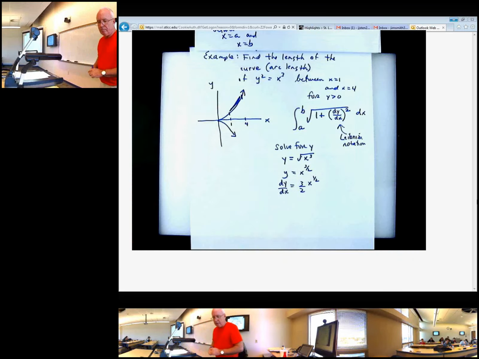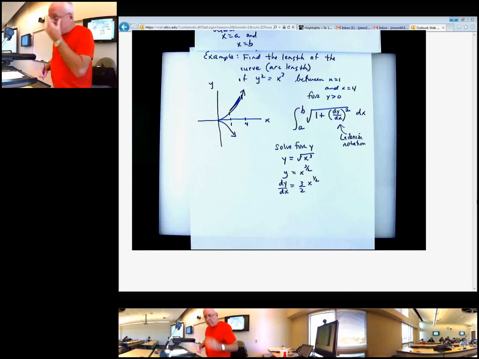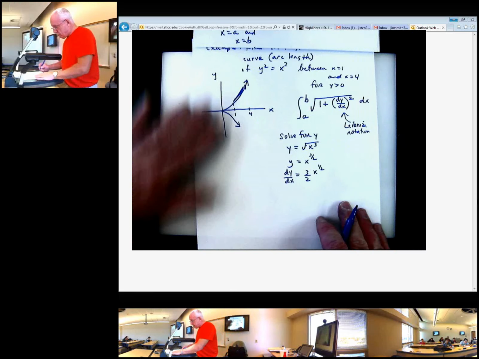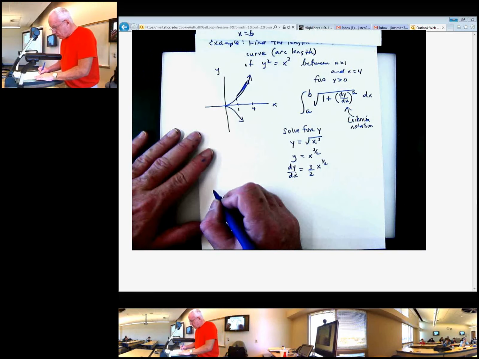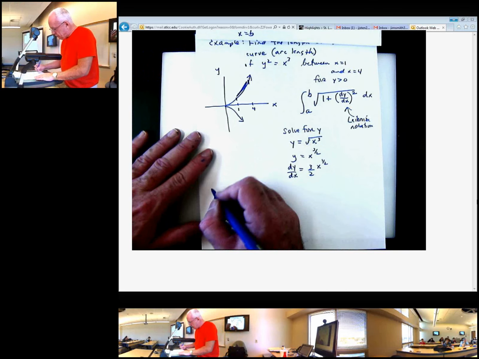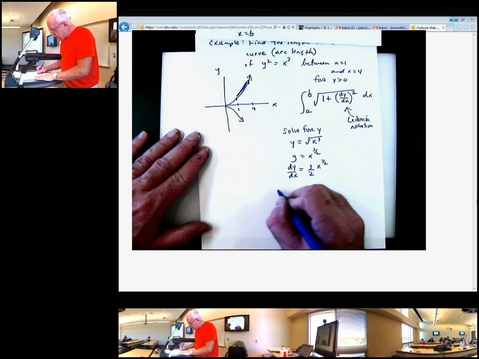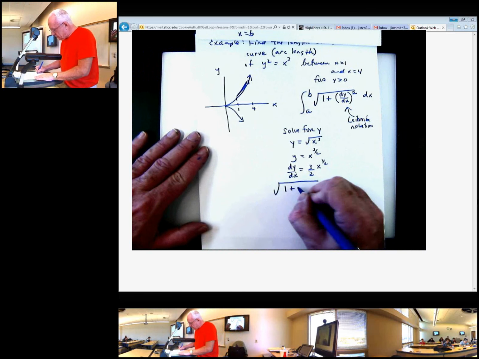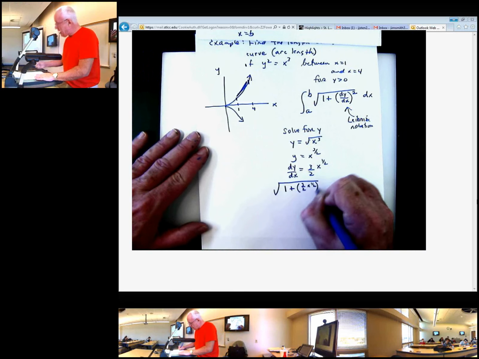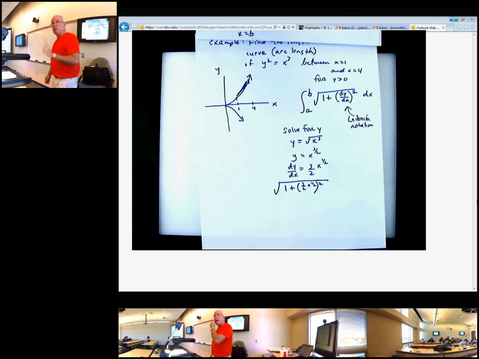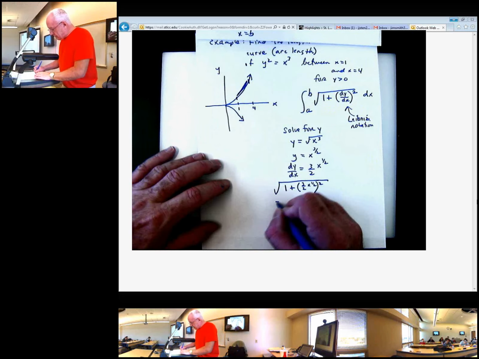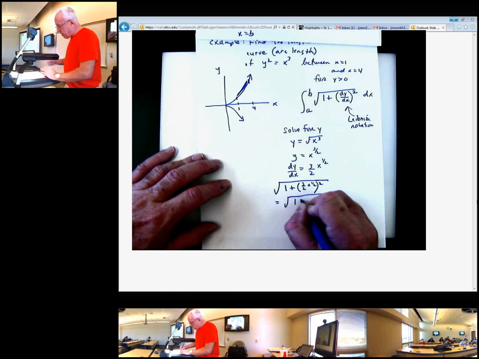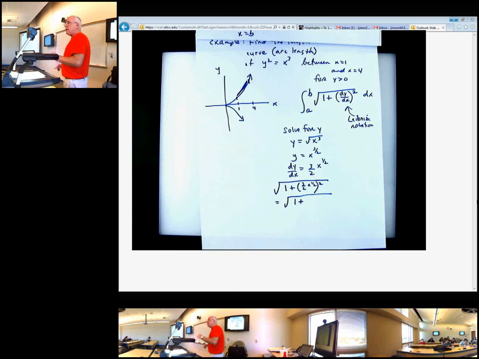All right, so now let's plug this into our integral. Let's first of all just look at this radical. So now we're going to have the radical of 1 plus, in parentheses, 3 halves x to the 1 half power, and I have to square that derivative. So let's see what this gives us. This gives us the square root of 1 plus, now what am I going to have for that square there?